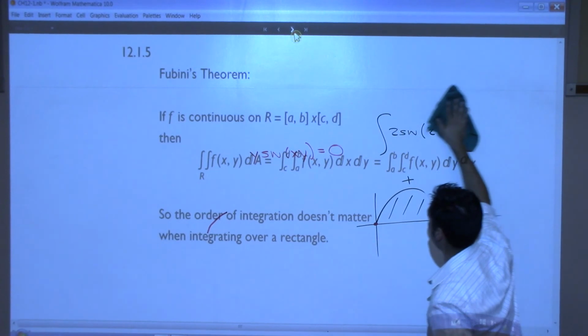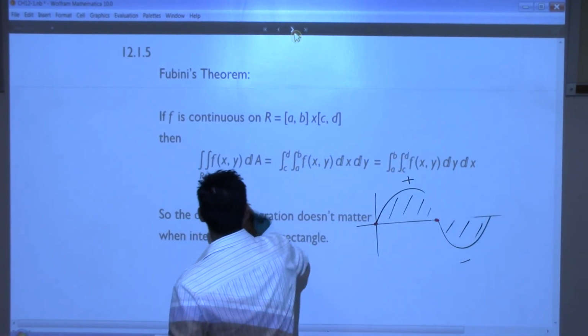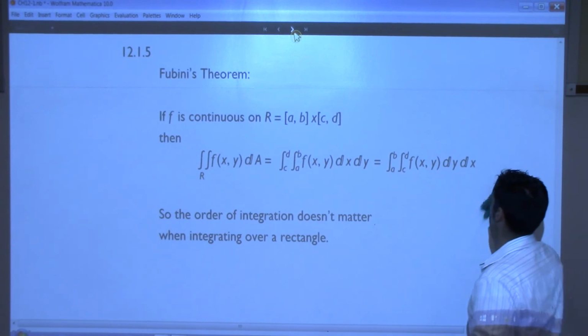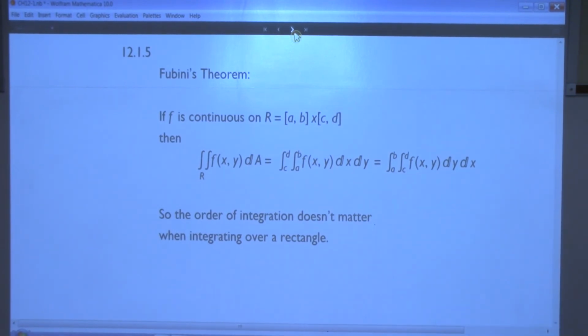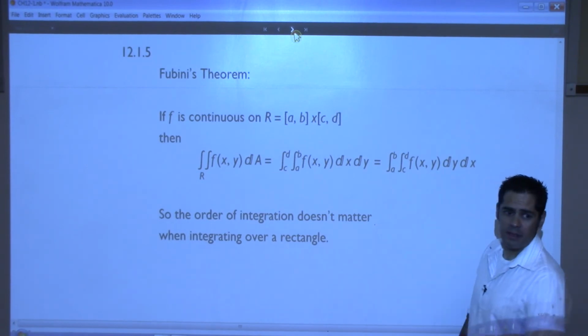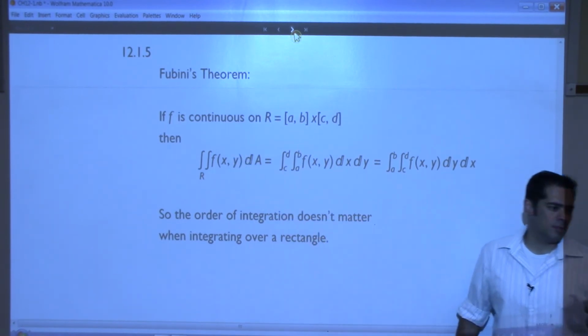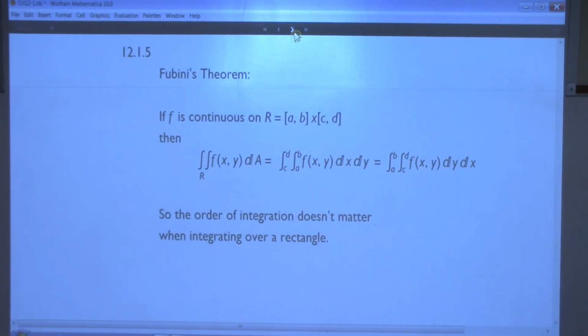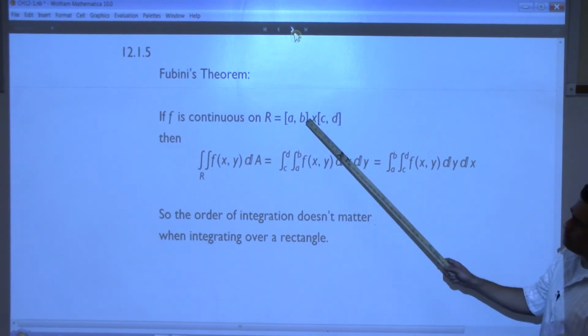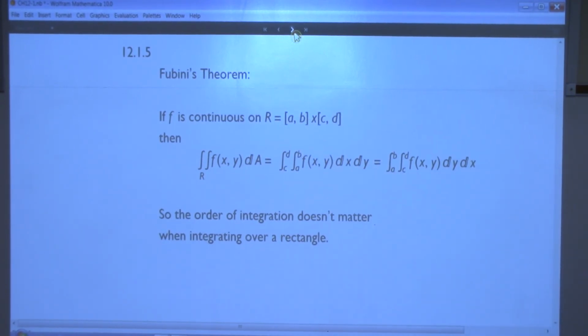Fubini's theorem. So remember I said we had some choices on the order of integration? This theorem verifies that. But there is some stuff that we need. Your function must be continuous, which means that your surface must behave pretty well. As long as it's continuous over the rectangle, the order of integration doesn't matter. On a rectangle, it doesn't matter.